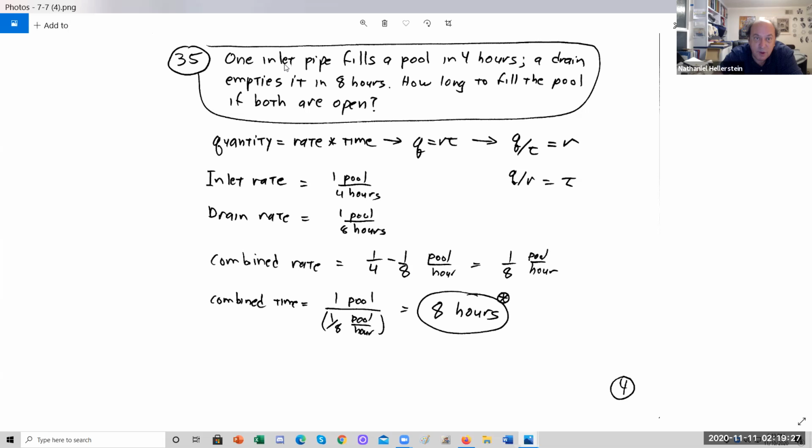We have an inlet, one inlet pipe fills a pool in 4 hours, and a drain empties it in 8 hours. Now, it would obviously be wasteful to fill the pool with the drain open, but supposing you did that, how long would it take to fill the pool?